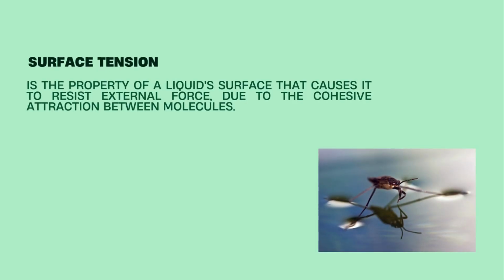Surface tension is the property of a liquid surface that causes it to resist external force due to the cohesive attraction between molecules. This force acts along the surface, making it behave like a stretched elastic sheet. And this also explains why small objects like a fly can walk on water without sinking.